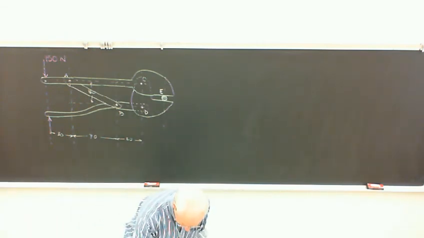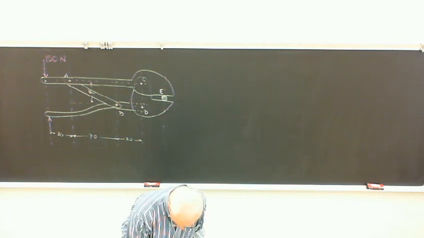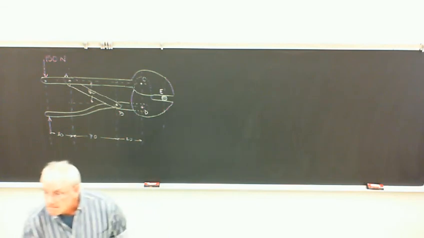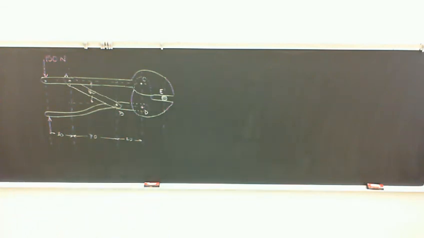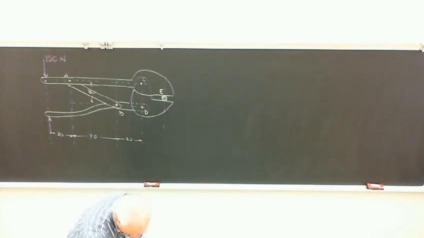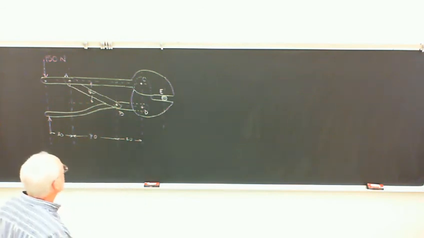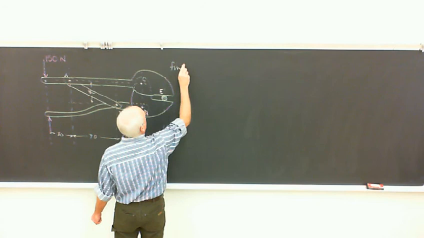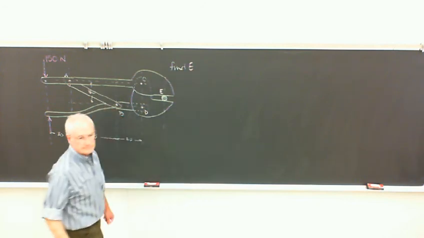This is a machine. Remember what the definition of a machine is? Not just that, but also three force members. Three or more force members. And so we've certainly got that. And we want to find the force at E.